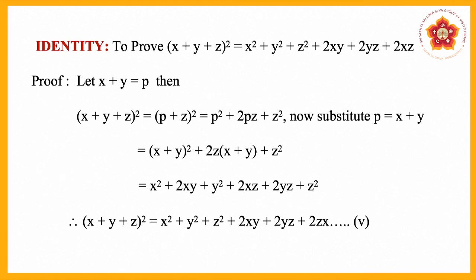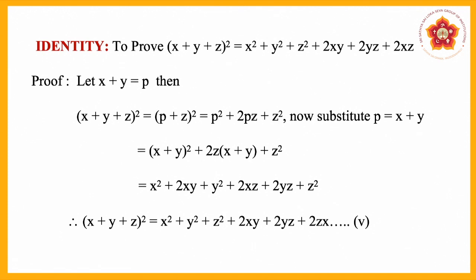Now resubstitute the value of p in the equation. Wherever p is there, substitute x plus y. You will get, instead of p square, x plus y whole square, plus 2z into, instead of p, x plus y, plus z square. Now expand x plus y whole square, you will get x square plus 2xy plus y square. Now you have to multiply 2z into x, you will get 2xz. Similarly, 2z into y, 2yz you will get, last term z square, write as it is.